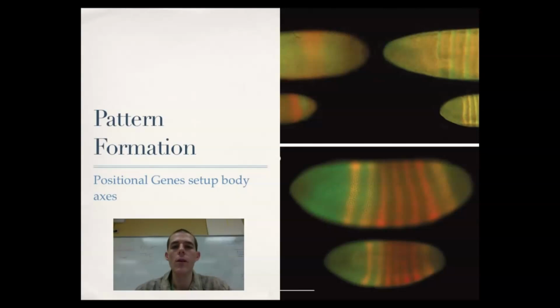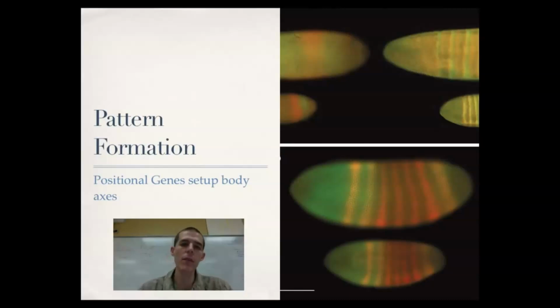Once we go from actually differentiating our cells into what they're going to become and starting to get their morphogenesis, starting to become their cells, we get pattern formation. And there's a set of genes called positional genes, and they set up the body axis. What I mean by body axis is they tell the developing embryo where front and back, right and left, up and down is. Now, the picture I've got on the right is of a Drosophila embryo, a fruit fly embryo.